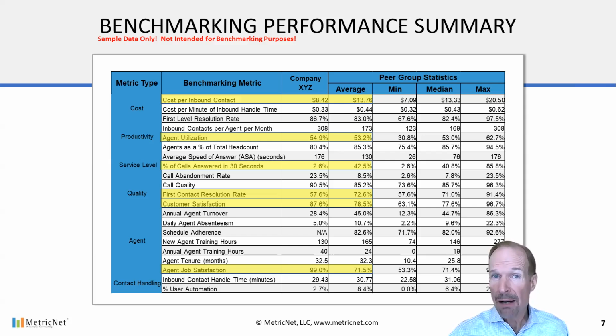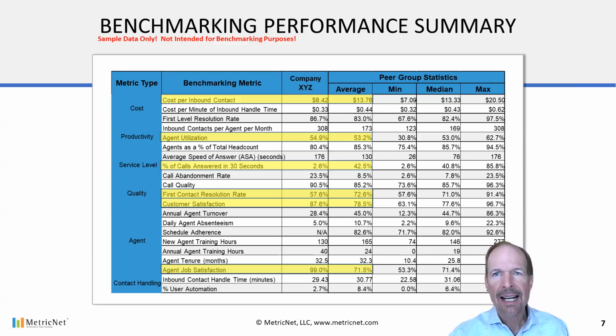Agent utilization is above average, 54.9% versus 53.2% for the peer group. The percent of calls answered in 30 seconds is way below average, 2.6% versus 42.5% for the peer group. First contact resolution rate is also way below average, 57.6% versus 72.6% for the peer group. Customer satisfaction is above average, 87.6% versus 78.5% for the peer group. And finally, we have agent job satisfaction at 99% versus 71.5% for the peer group.